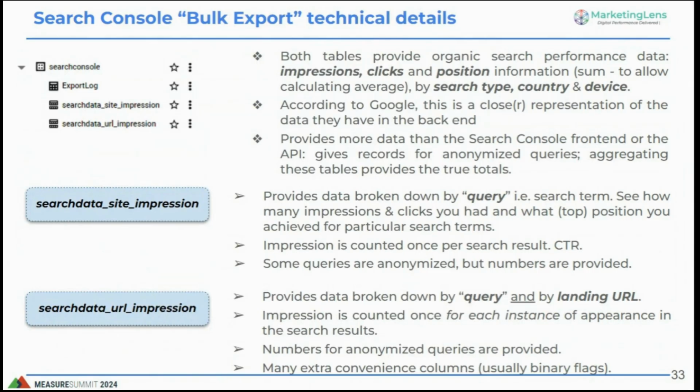And this table is also bigger, not just because of the extra breakdown, but also because it has a lot of extra convenient columns, usually binary flags to denote certain types of search, which is either useful or not, but definitely it's better to have them there just in case.